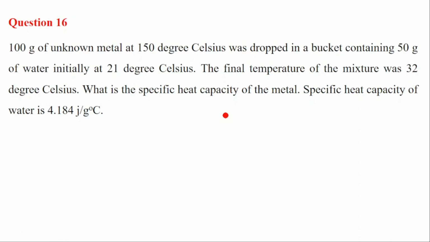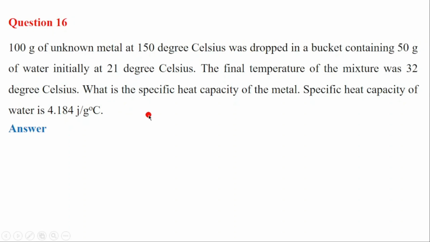Question 16 says: 100 grams of unknown metal at 150 degrees Celsius was dropped in a bucket containing 50 grams of water initially at 21 degrees Celsius. The final temperature of the mixture was 32 degrees Celsius. They're asking for the specific heat capacity of the metal, and the specific heat capacity of water was given as 4.184 joules per gram degree Celsius.